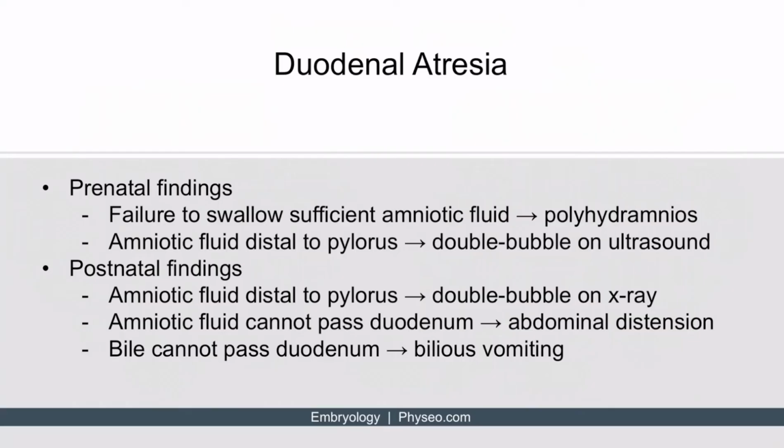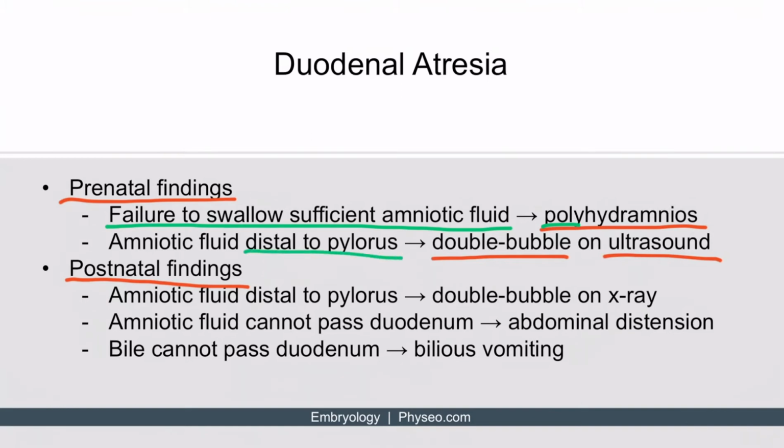When it comes to the findings of duodenal atresia, it's best to break it up into prenatal findings and postnatal findings. Prenatal findings include polyhydramnios and a double bubble appearance on an ultrasound. So let's discuss why these things occur. Well, polyhydramnios occurs because the fetus cannot swallow sufficient amniotic fluid, and that's because the fluid can't pass the duodenum. This means that amniotic fluid will build up outside the fetus, hence the term polyhydramnios. And since there's amniotic fluid building up distal to the pylorus, then the fetus demonstrates this double bubble appearance.